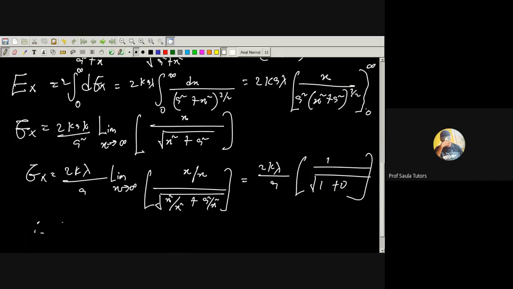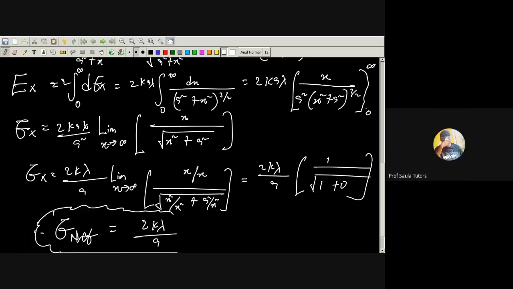Therefore, my final answer is the net electric field equals what? 2kλ all over a. 2kλ over a. This is for what? Infinite length. Did you see that? Yes, sir. So if you are asked to find the electric field due to an infinite line of charge, or a charge of infinite length, this is what you have to use: 2kλ all over a. My λ is Q over L. You know that one already. The total charge divided by what? Exactly.